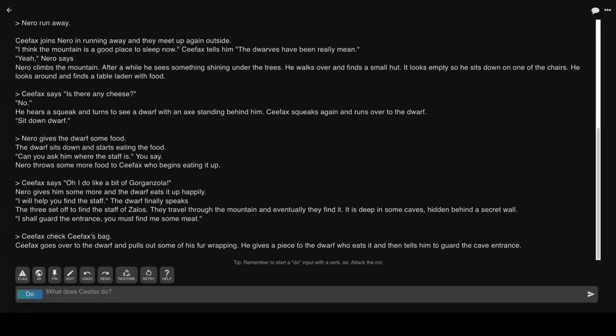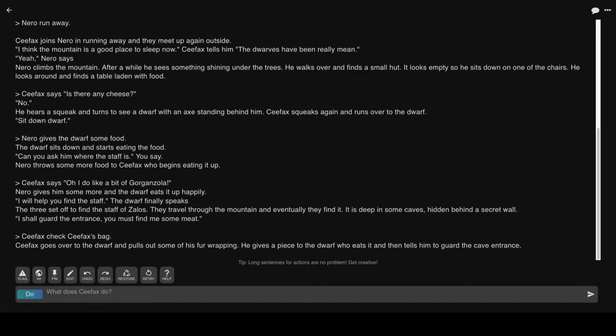Okay, I assume we've taken the dwarf's coat from inside the bag. We give a piece of it to the dwarf who eats it. And then we tell the dwarf to guard the cave entrance. I assume that's what's happening. Oh, okay, so maybe I checked the bag and found some fur, and the dwarf's eating it and thinks, "Oh yeah, that must be some meat," and then agrees to guard the entrance.